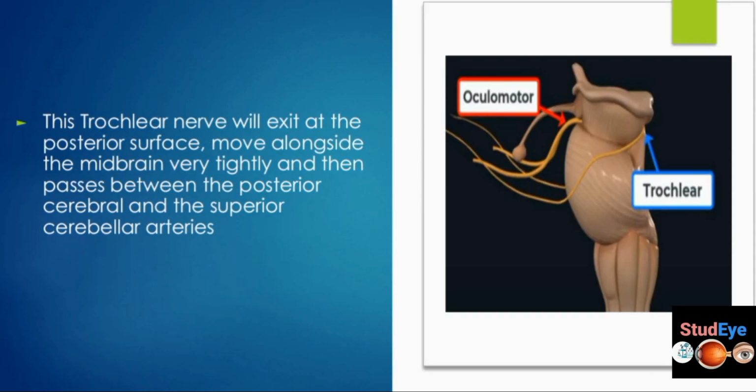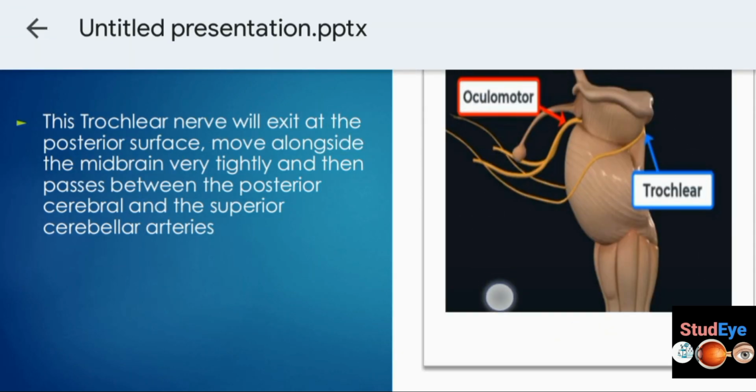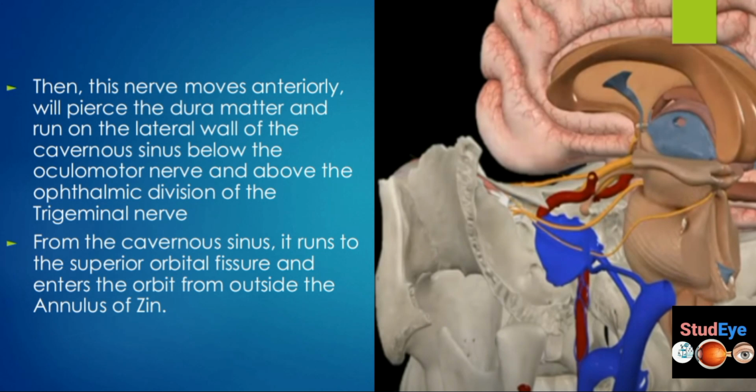So what happens now, you can see we were discussing just a single brainstem over here, but now we have made the whole complete brain structure so that you can understand how this nerve is moving. So this here is the midbrain. From the posterior side, the trochlear nerve arises, moves below the oculomotor nerve, and passes between the two arteries, the posterior cerebral and the superior cerebellar artery, and then it moves to the dura mater. It will pierce the dura mater, right? And then comes the region which is the cavernous sinus.